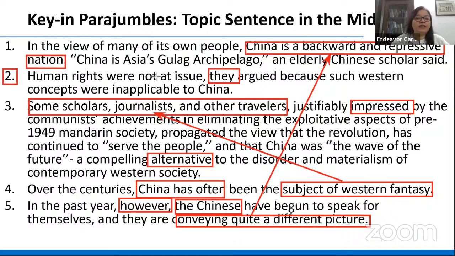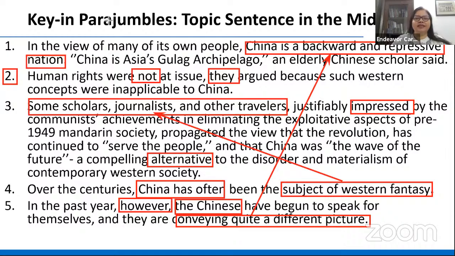Who does they refer to? What does sentence 2 say? Human rights were not at issue. There is no violation of human rights. Human rights is not at issue, they argued, because such Western concepts were not applicable to China. So there is no human right violation happening. So there is no such thing happening. So you can't say that there is some violation of human rights happening. It is not negative. This sentence is positive.